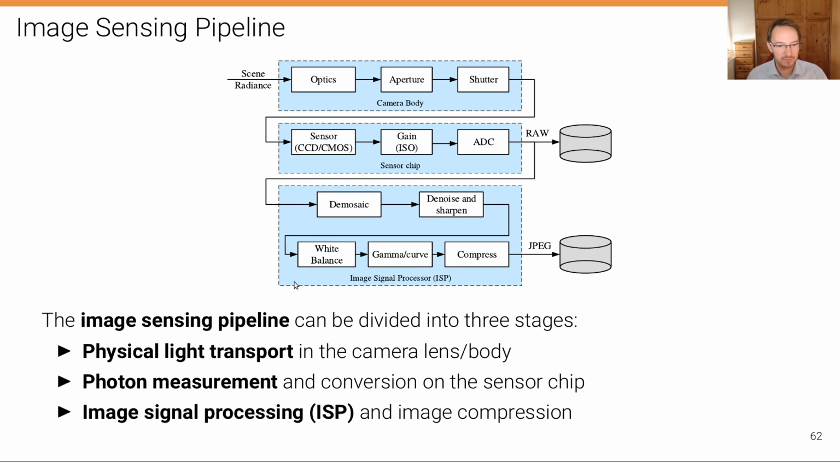And then in most digital cameras, there's another digital image signal processing and image compressing stage where the images are denoised and sharpened, the colors are converted, a white balance is adjusted, and they are compressed into a representation, for instance using JPEG, that is more memory efficient to store.